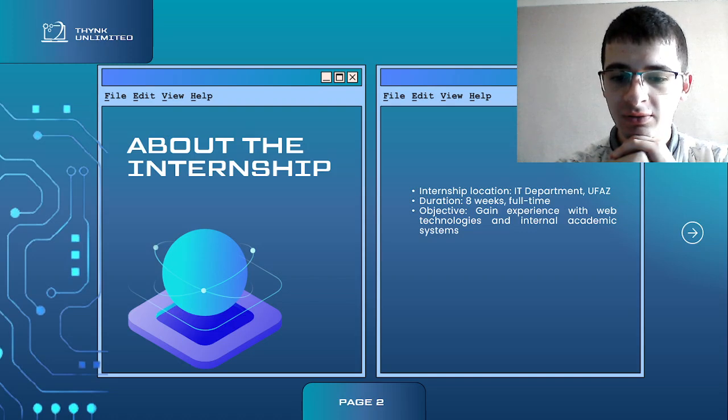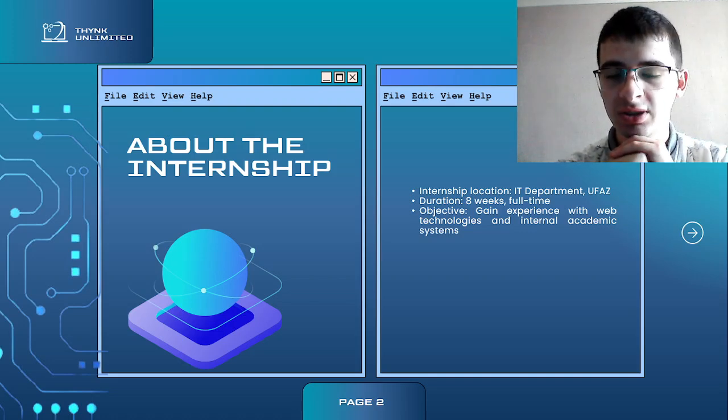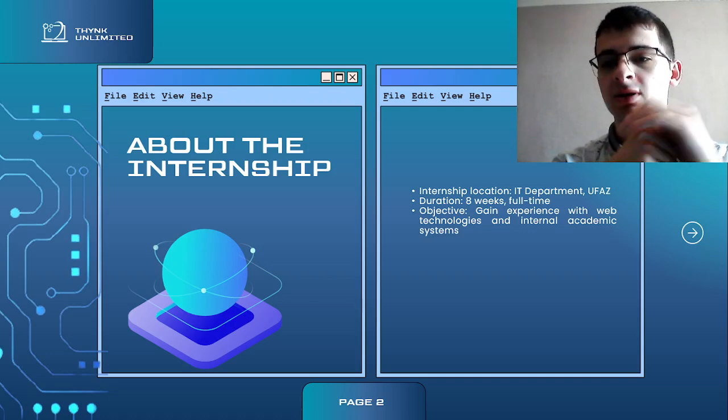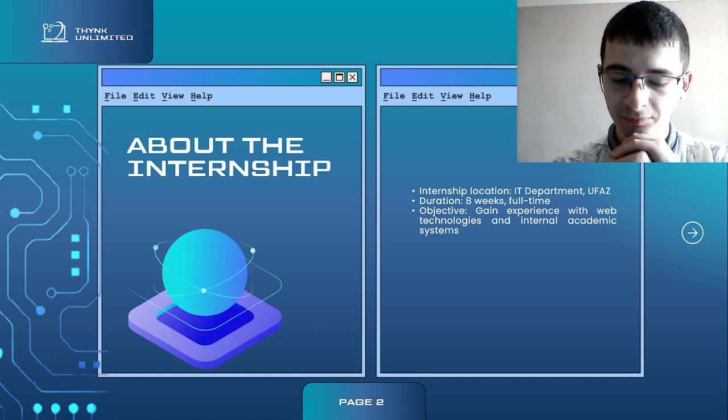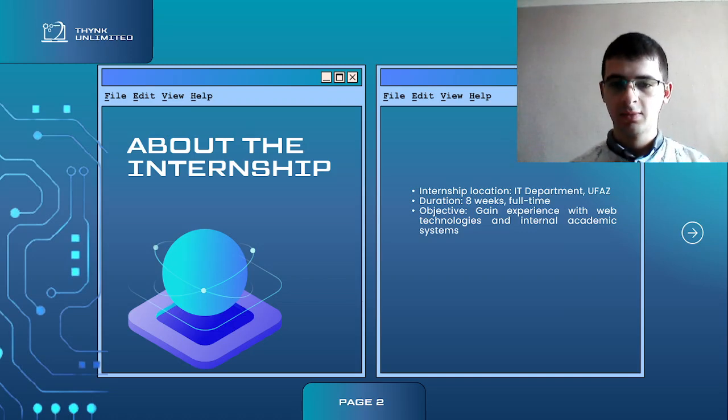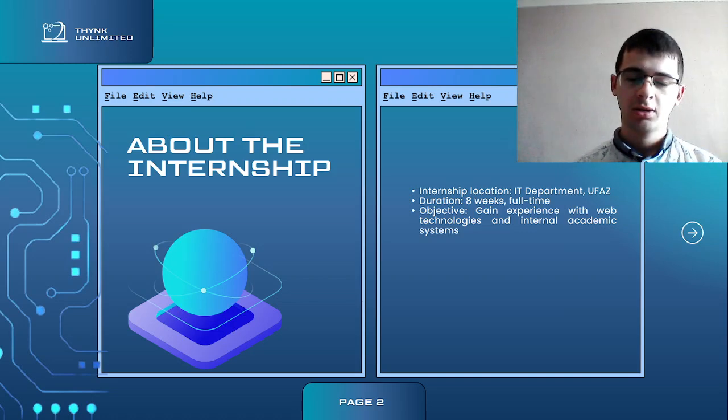The purpose of me choosing this internship in particular was to gain experience with real world backend tools and web. Mainly, I was interested in trying my hand at databases and the RDBMS.